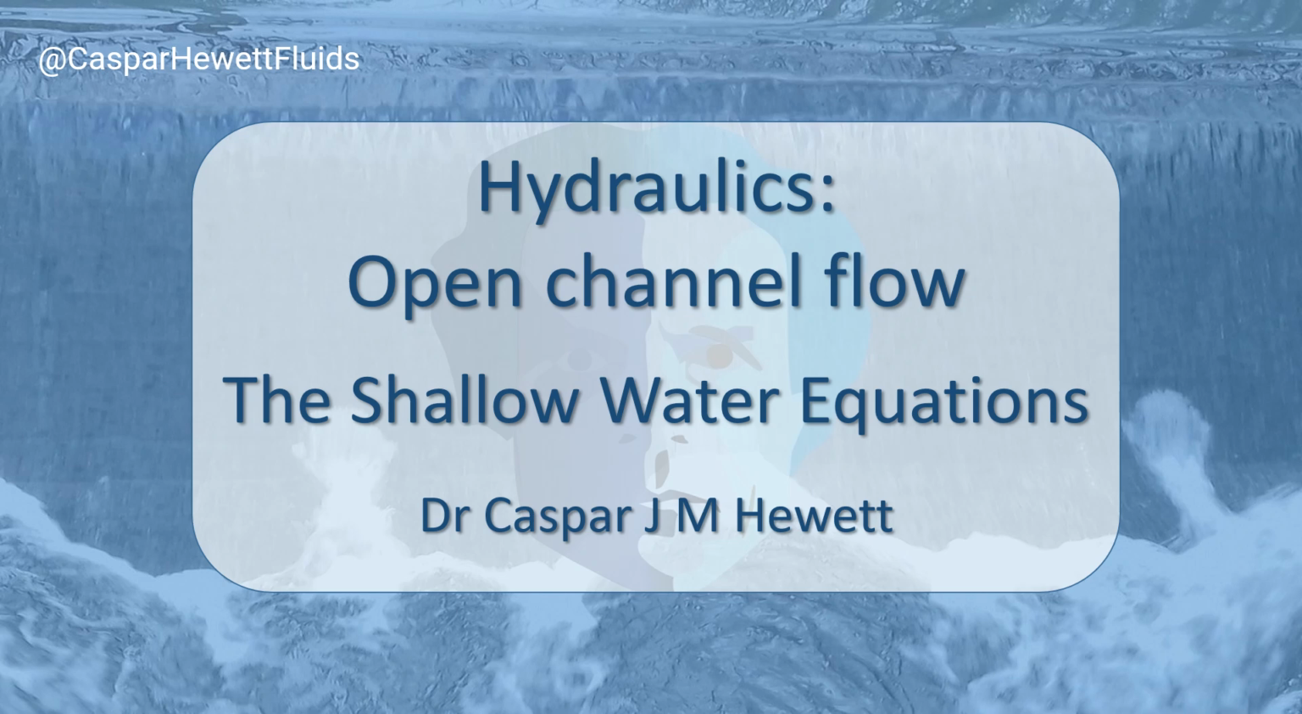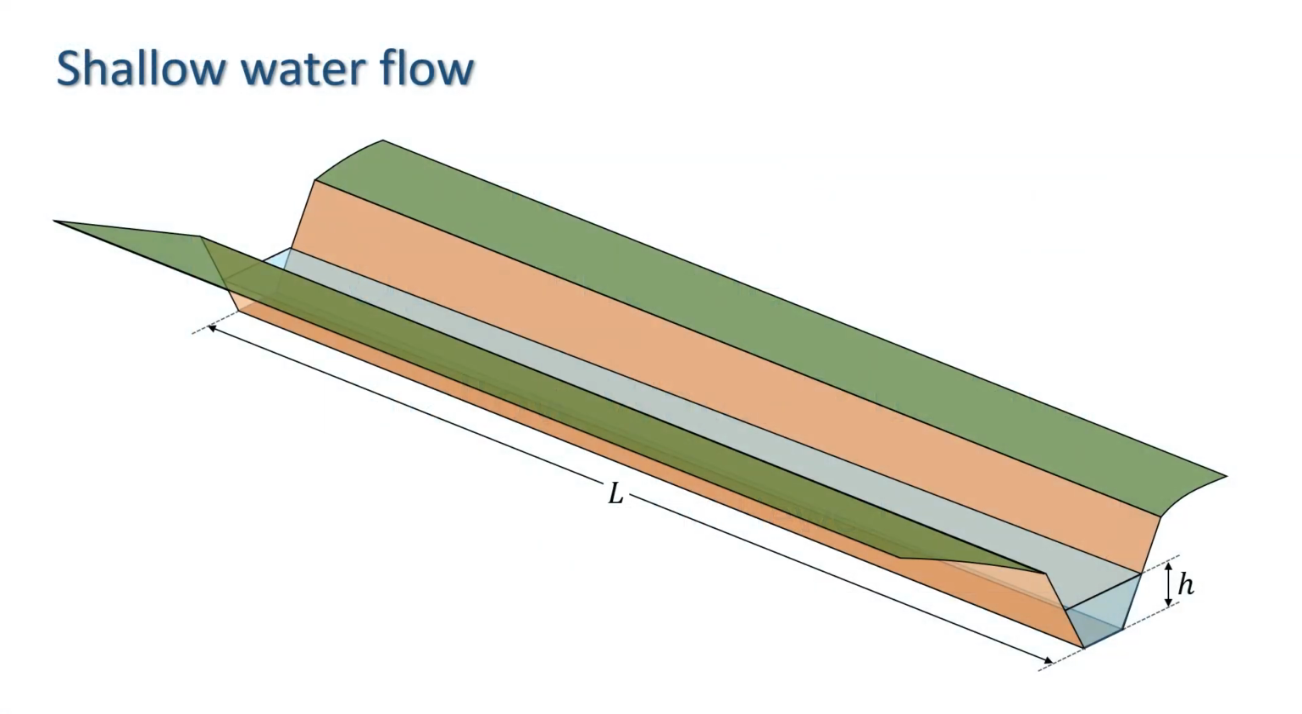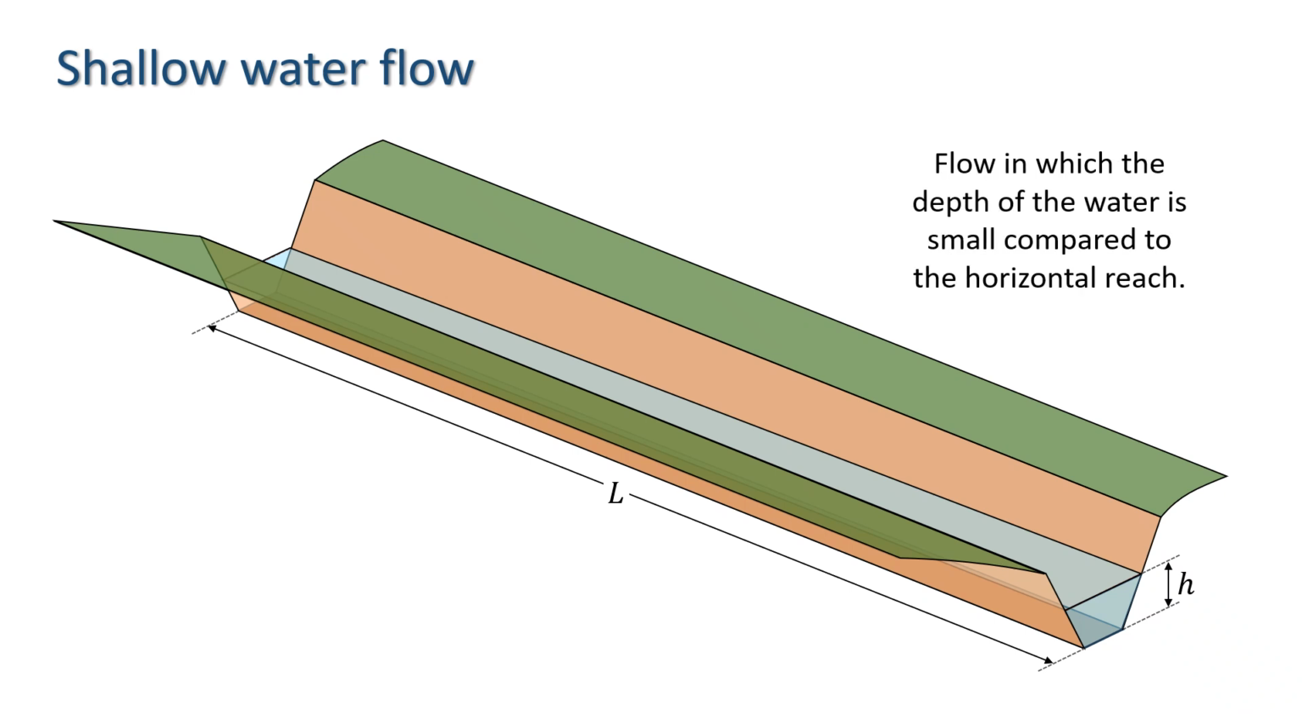In this video, I'm going to present the derivation of the 1D shallow water equations, which are used to model open channel flow. In this context, shallow water is defined by flow in which the depth of the water is small compared to the horizontal reach. This is typical of channels such as canals, rivers, and streams. The length of the channel, labelled as L in the diagram, is much greater than the depth of the water in these cases, labelled H here.